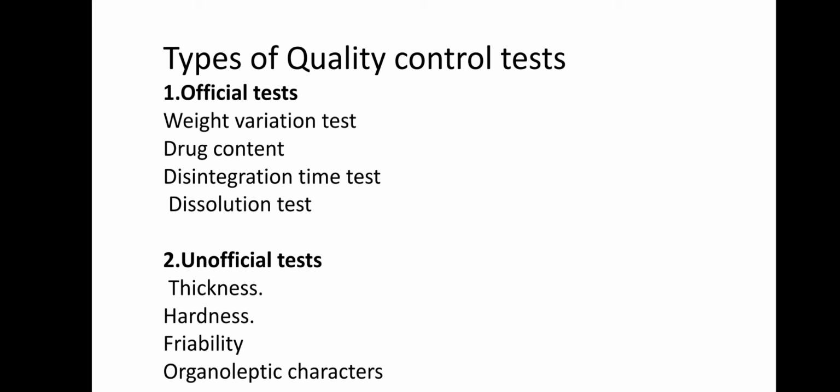Types of quality control tests. First is the official test, which includes weight variation test, drug content, disintegration time test and dissolution test. And second is the unofficial test: thickness, hardness, friability and organoleptic characters.